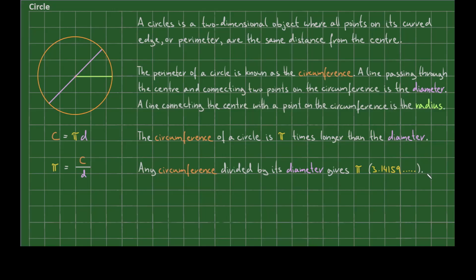3.14159 and so on. Although the diameter is important, we generally prefer to use the radius. And we can say that the circumference of a circle is 2 pi times longer than the radius. This statement is converted to the formula for the circumference, c equals 2 pi r. Now that we have this formula, let me use it in two examples.